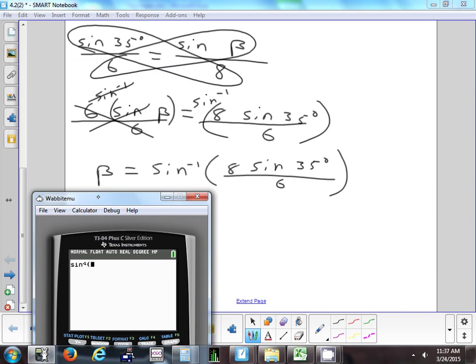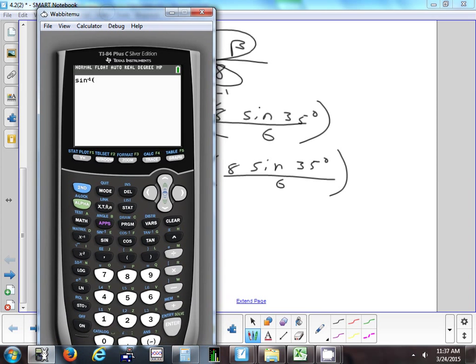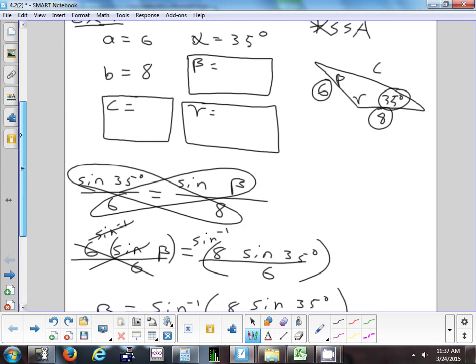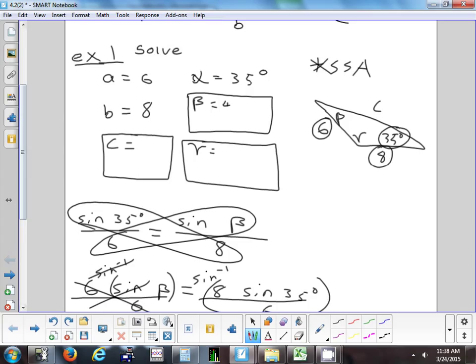Okay, so inverse sine, 8 sine 35 over 6. Okay, this is not a no solution problem. I have at least one answer. 49.886. Write it up in the box a little higher. That way, if there's a second answer, we'll just put it right below it. If there isn't a second answer, then we won't put anything below it.